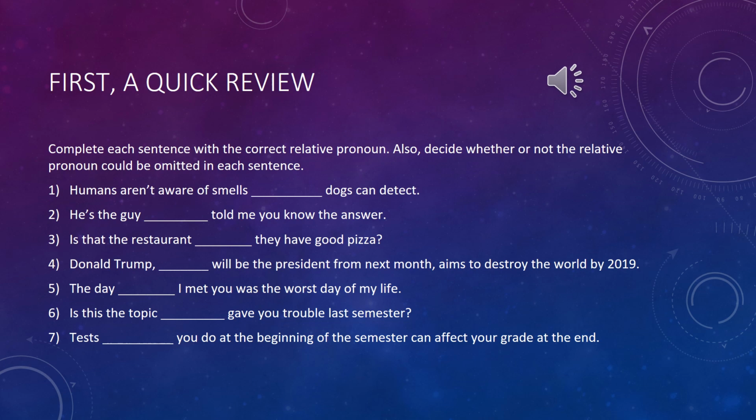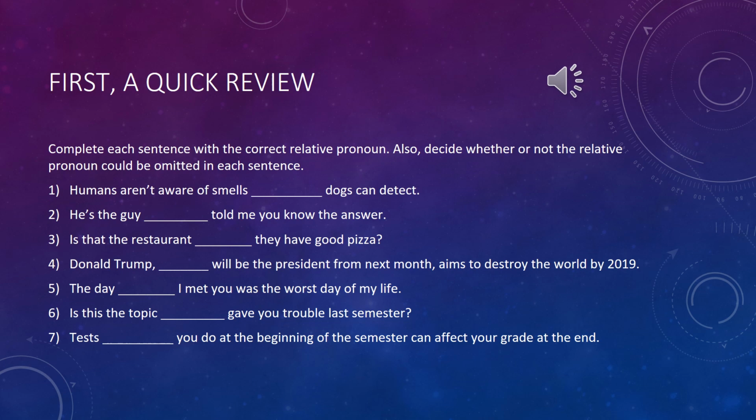The day when I met you was the worst day of my life. I can omit this one because when is not the subject of the relative clause. The day I met you was the worst day of my life. I can also substitute when for a preposition plus which. I can say the day on which I met you was the worst day of my life. I use on because we use ons with days of the week.